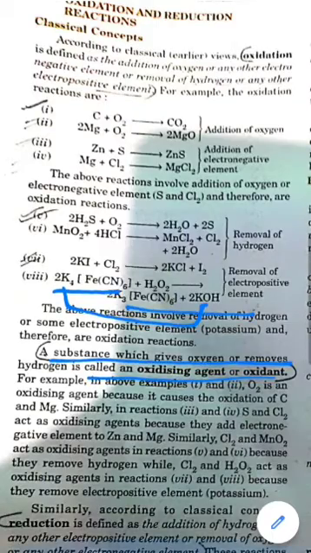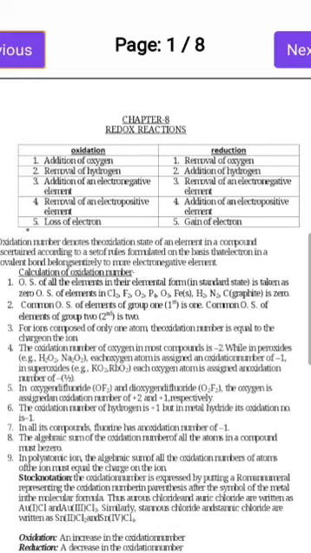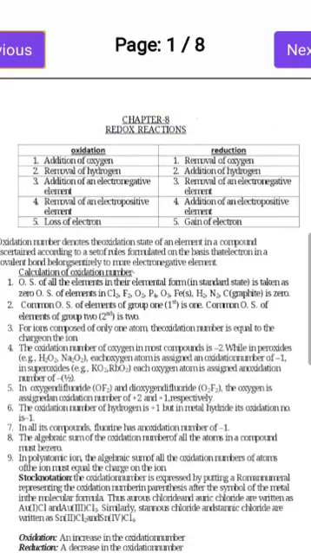Similarly, in reduction, the opposite is going to happen. In reduction, there will be addition of hydrogen or removal of oxygen, or removal of electronegative element or addition of electropositive element. So you can just reverse the definition that you studied here. So these are some differences between oxidation and reduction. You can read from here. You can pause the video and learn these.